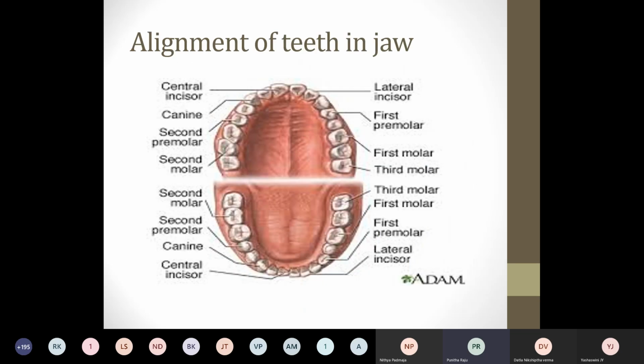Next we will go through the types of teeth and how they are aligned. Everybody knows, you have the central incisor, the lateral incisor, the canine, premolars 1 and 2, and molars 1, 2 and 3. You don't have premolars in the temporary teeth. You have premolars only in the permanent teeth.